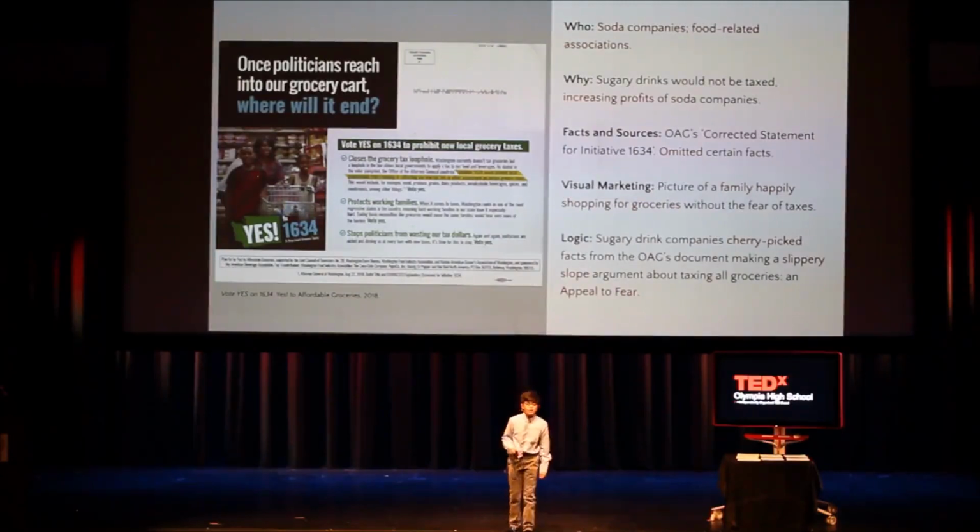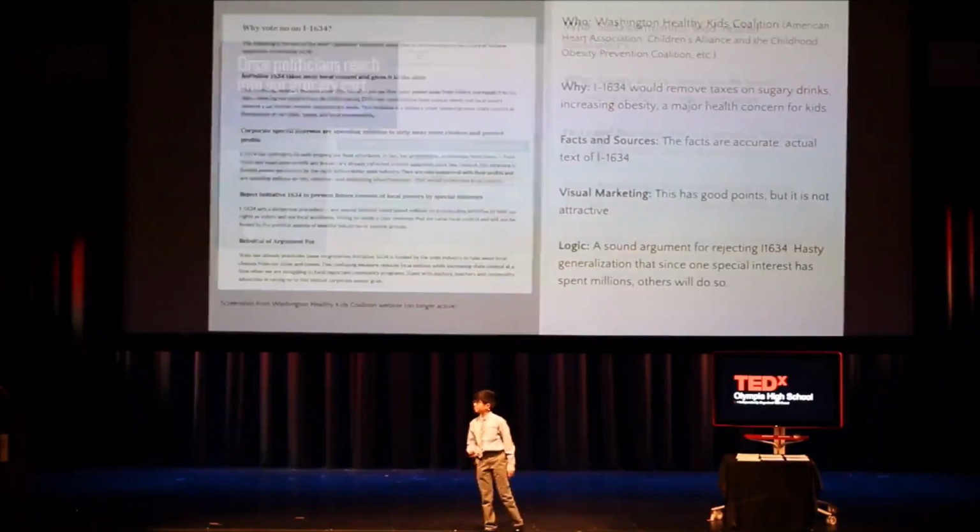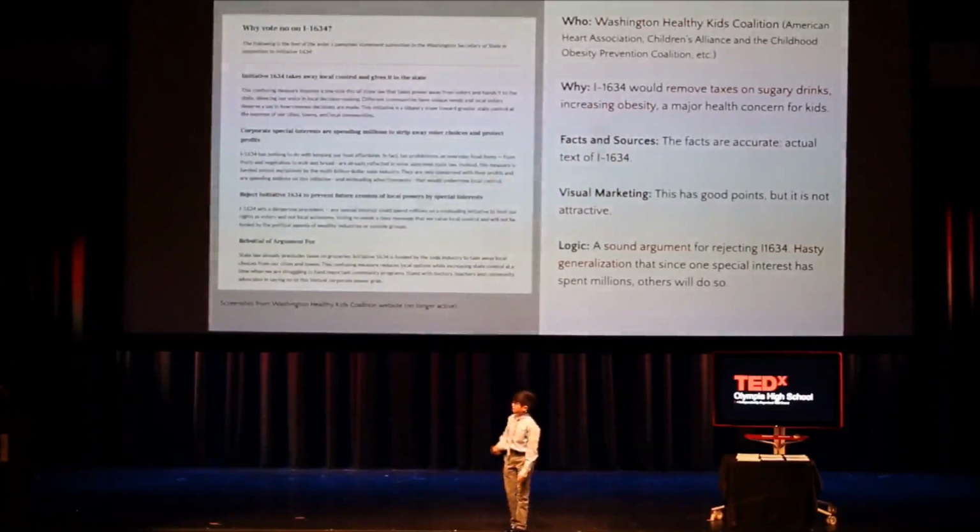What about their logic? Well, they commit a whopping 3 fallacies. They cherry-pick facts from the OAG's document to create a slippery slope argument about taxing all groceries, and they scare people into voting yes. Finally, we have a screenshot taken from the Washington Healthy Kids Coalition website for why you should vote no on 1634.